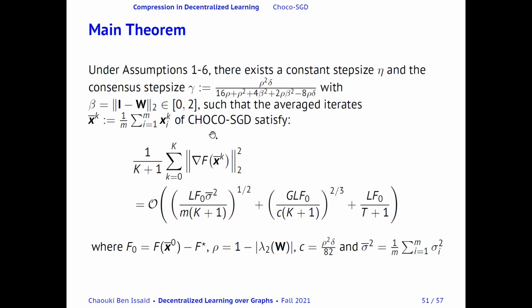such that the average iterates of SPARQ-SGD satisfy the following, where f0 is simply the difference between the function f evaluated at x bar 0 minus f star. The constant c is equal to rho squared times delta over 82, and sigma bar squared is the average value of sigma i squared.